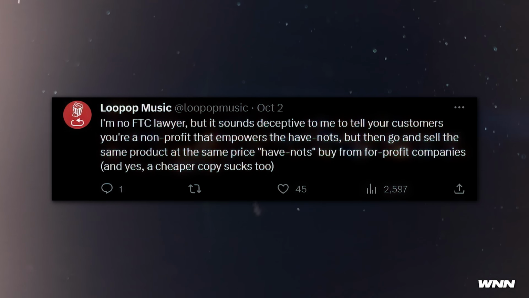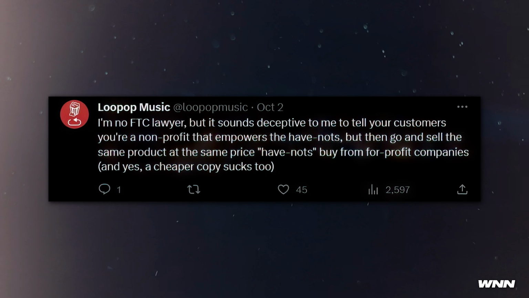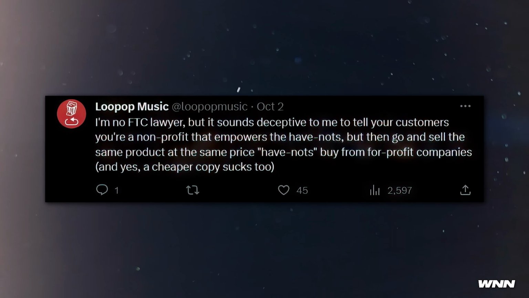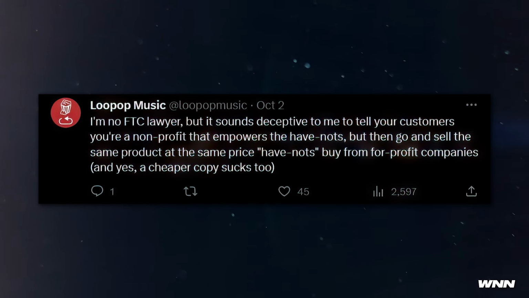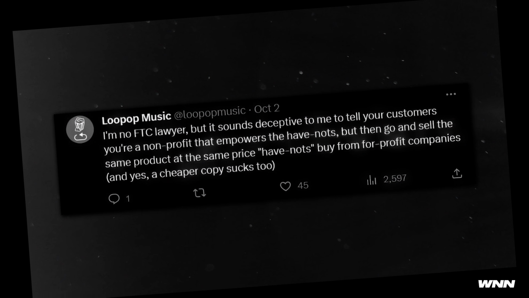He is quoted as also saying, "I'm no FTC lawyer, but it sounds deceptive to me to tell your customers you're a non-profit that empowers the have-nots, but then go and sell the same product at the same price have-nots buy from for-profit companies." I'm not gonna lie, that sentence was all kinds of messed up.